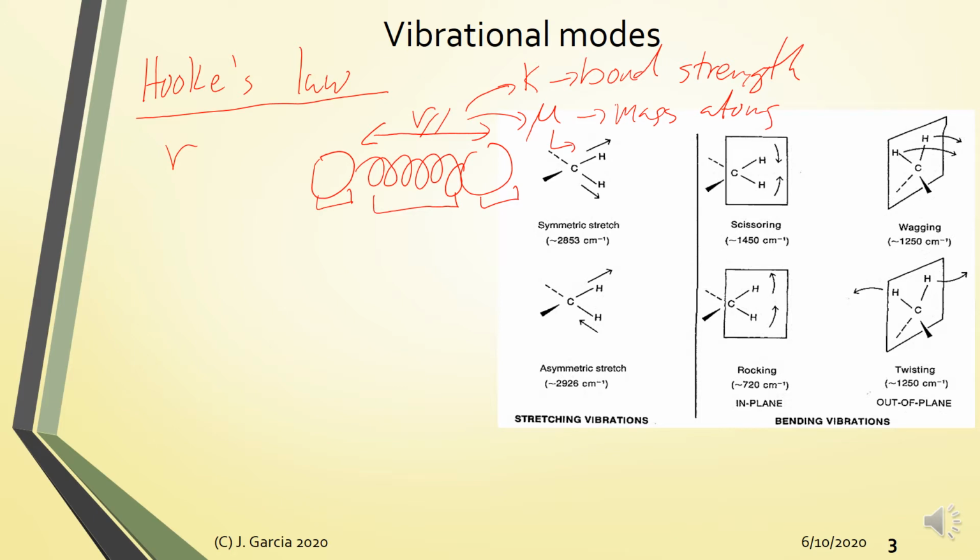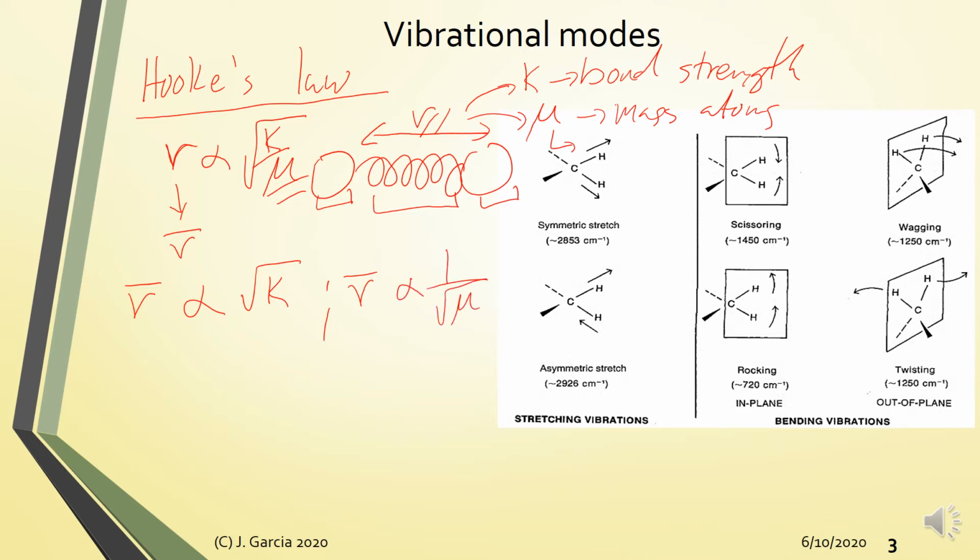At anong sabi sa Hooke's law? The frequency is proportional to the square root of the bond strength over the mass ng atom. So ano ibig sabihin nyan? Remember, frequency is directly proportional to your wave number. So let's use your wave number. In terms of bond strength, directly proportional sa square root ng bond strength. And in terms of the mass, mu, the wave number is directly proportional to the inverse of the square root of your mass.